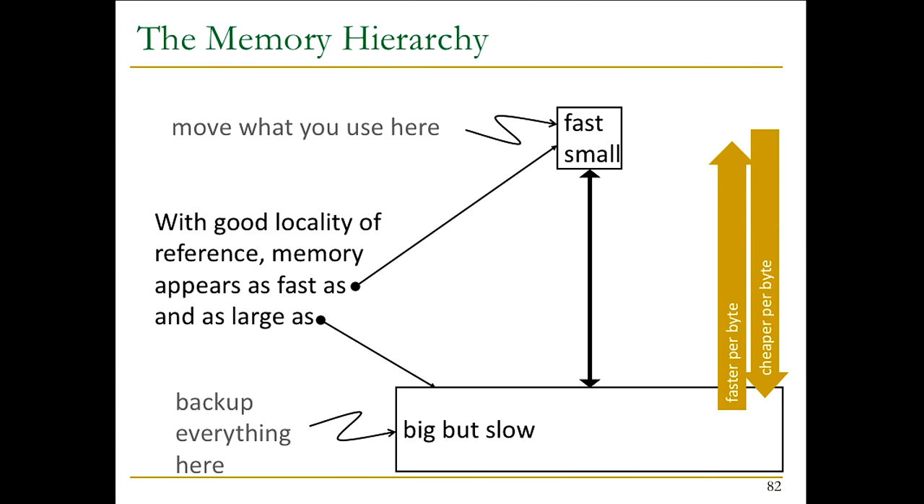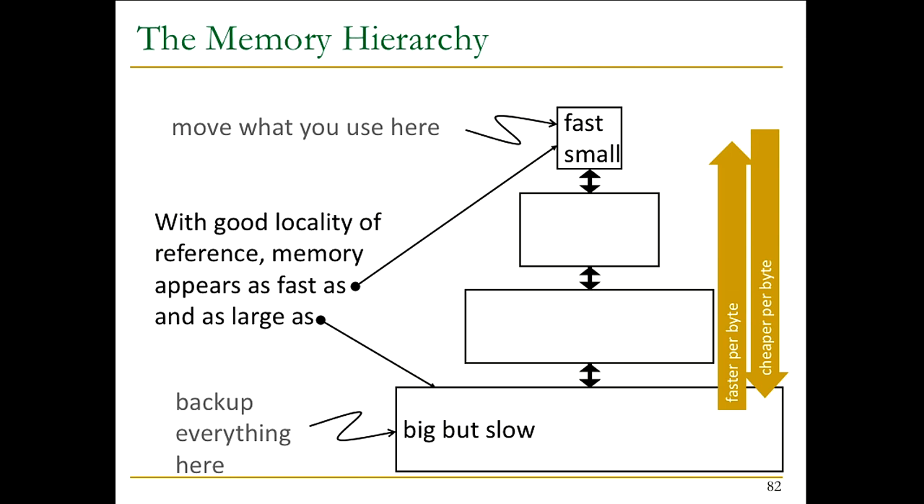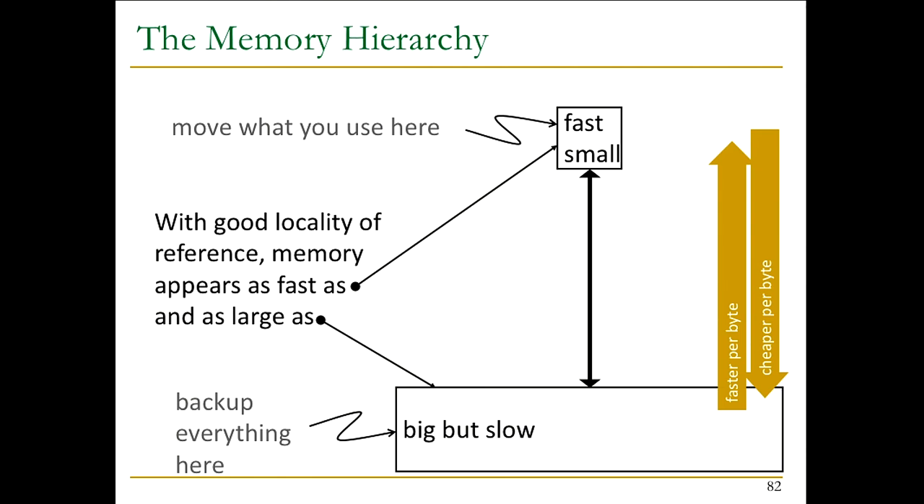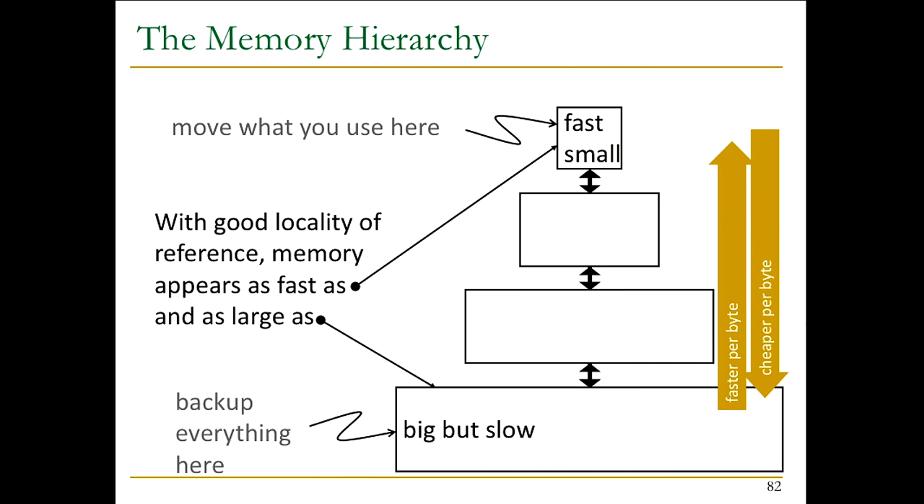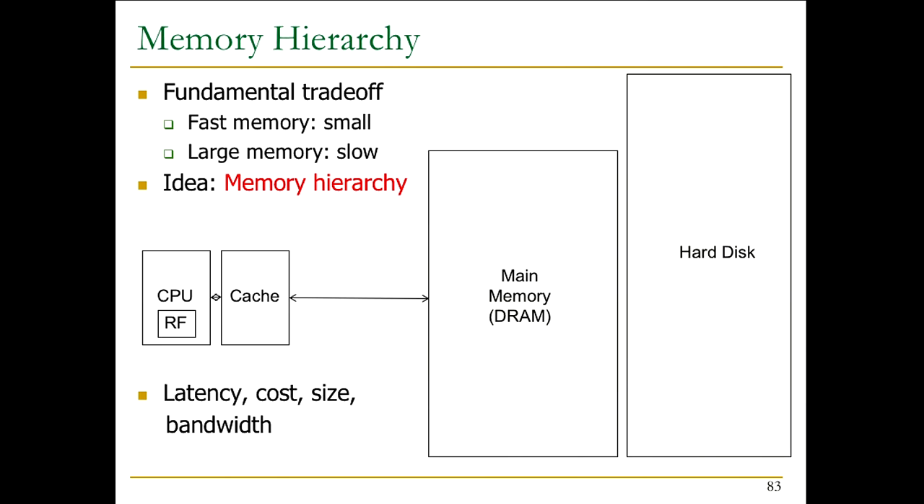What you need is here, what you don't need is here, but when you need it, you anticipate it and you bring it over there. So if you have good locality of reference, memory appears as fast as this and as big as this. Right? So that's the idea of a memory hierarchy. But it becomes more complex, of course, because you have trade-offs associated with it. To give that illusion that it's as fast as this, maybe you need to add more levels. Right? Okay, so basically the fundamental trade-off is this.